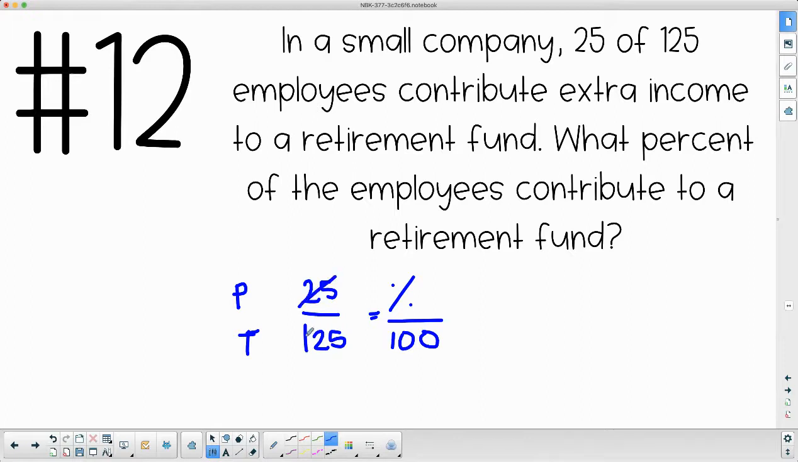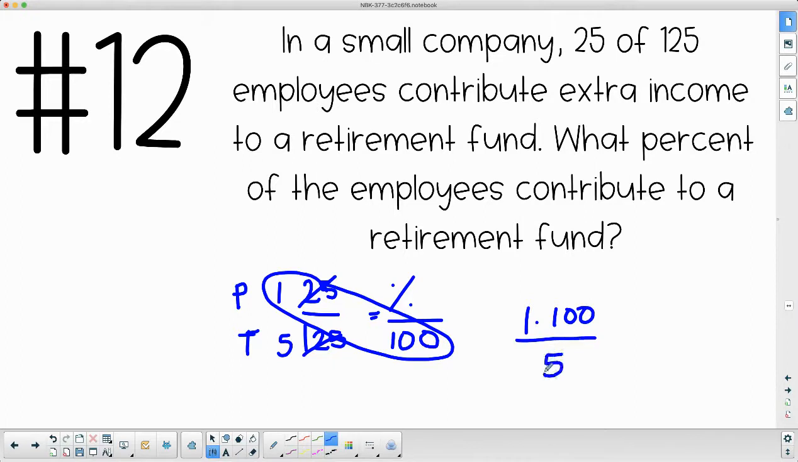So I can think quarters here. 25 divided by 25 is 1. 125 divided by 25 is 5. So now I can do 1 times 100. And we can divide that by 5. And that will tell us what percent of employees contribute to their retirement fund.